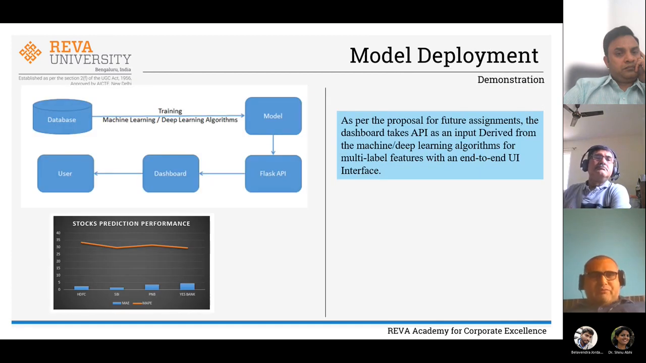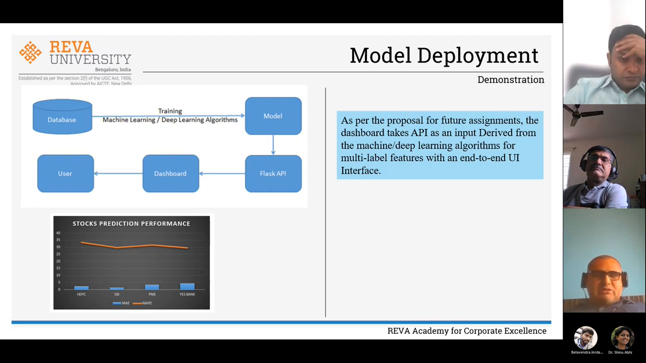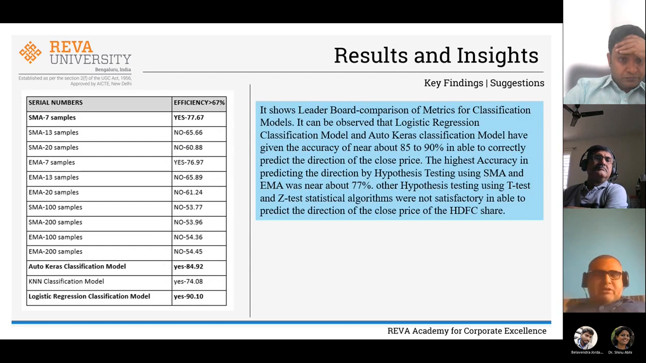Now, for the deployment phase, what we have thought about is that we'll have different stocks, and we'll put on a dashboard the different stock shares with their MAE and MAPE. Based on that we'll decide which of the stocks gives better results in terms of efficiency. Now these are the results and insights. As we have already seen in the previous slide, SMA7 has given me 77% efficiency in predicting whether the value is 0, 1, or 2.